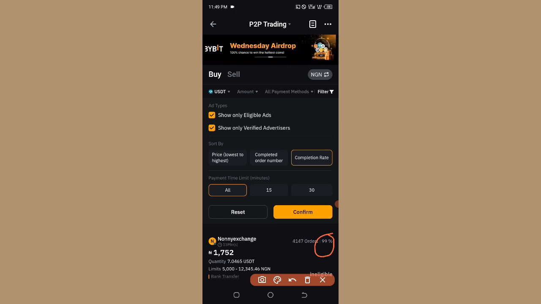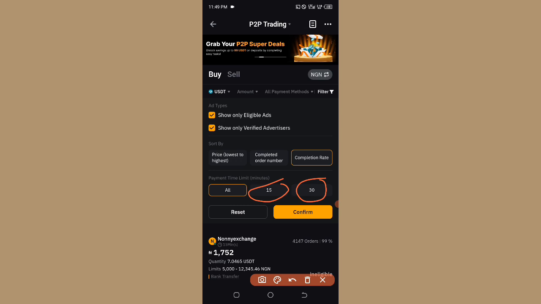So completion time limit is the time given for you to complete the order that you place. Some people place their completion time limit as 15 minutes, some people at 30 minutes. So when you filter it, if you click on 15 minutes, they are going to show you people whose completion time limit is just 15 minutes. If you click on 30 minutes, they are going to show you people whose completion limit is just 30 minutes.